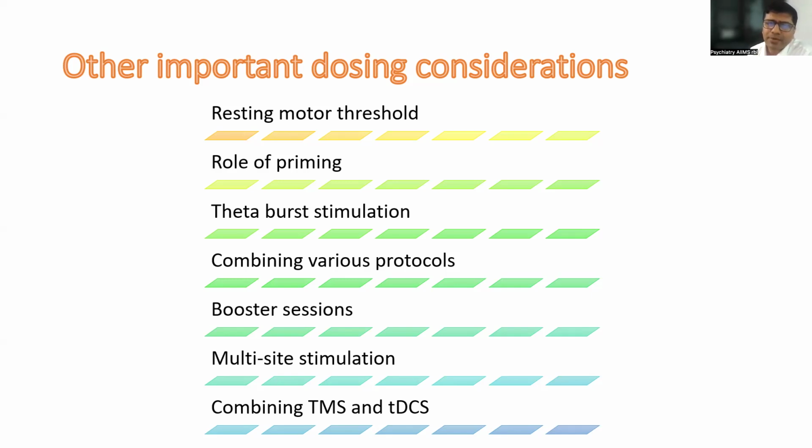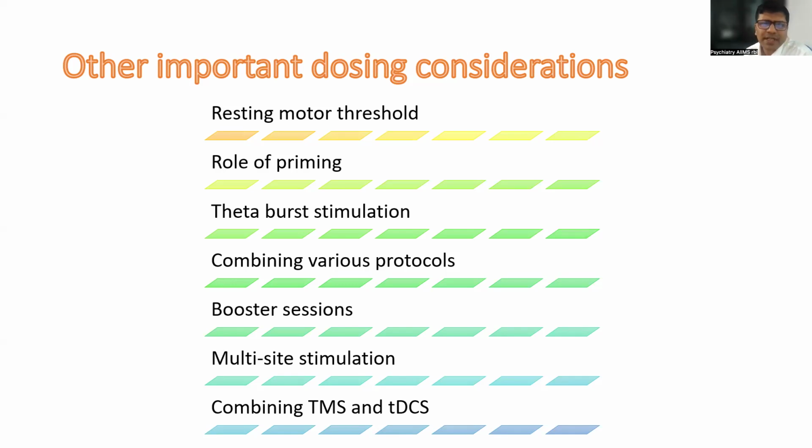So they are released in bursts, three pulses in a go. Then they have a frequency of theta. The burst is released in a theta frequency. Theta frequency ranges from 3 to 8 hertz. Classically, theta burst stimulation releases the burst at a frequency of 5 hertz.